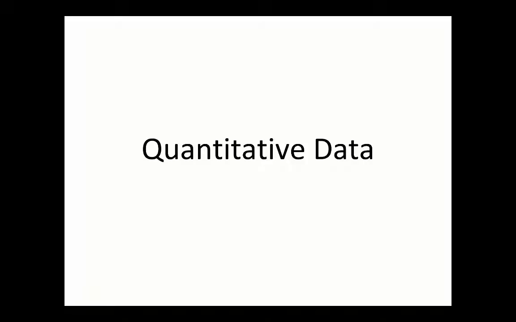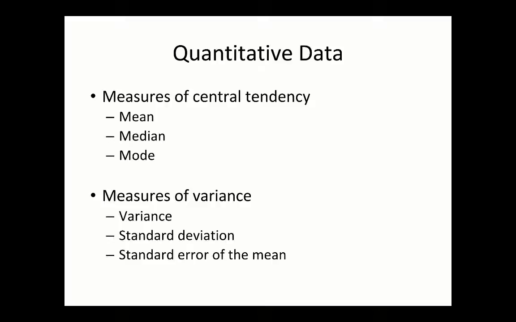Now let's examine ways of presenting quantitative data. To begin, let's first talk about some of the commonly used descriptive statistics for continuous data. The first is a measure of central tendency. Now, these measures help describe the typical number found in a list of numbers.